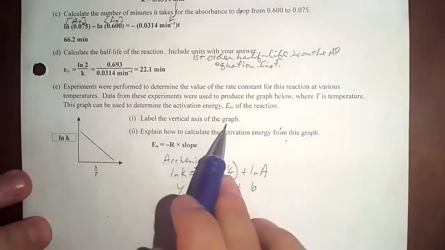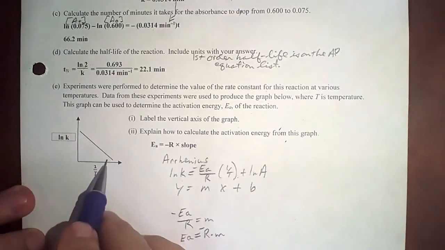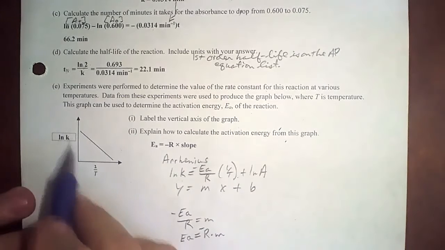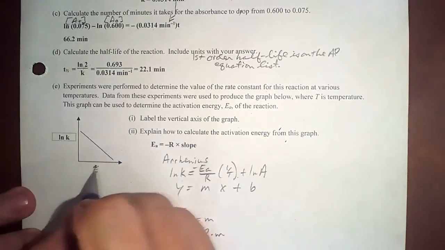So, label the vertical axes of the graph. Well, they told us this is a first order reaction, and boy, do they think that you know that if you got a negative slope straight line for a first order reaction, that means that the axes are ln of K and, this is not true, this is time.